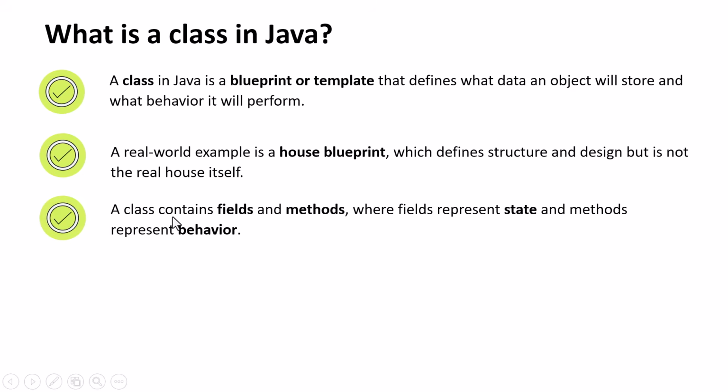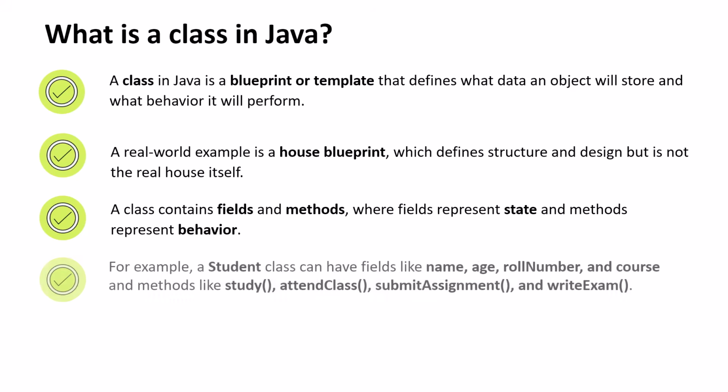A class usually contains fields and methods. Fields represent the state or properties of an object, and methods represent the behavior or actions that objects created from that class can perform. For example, a student class can define fields like name, age, roll number, and course. It can also define methods like study, attend class, submit assignment, and write exam, which describe what a student object can do.